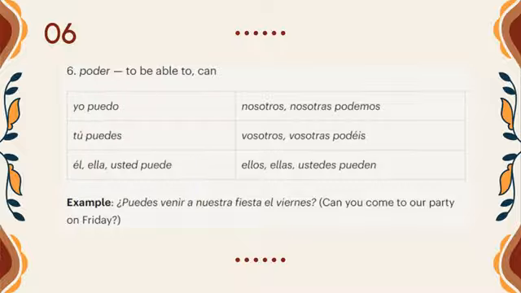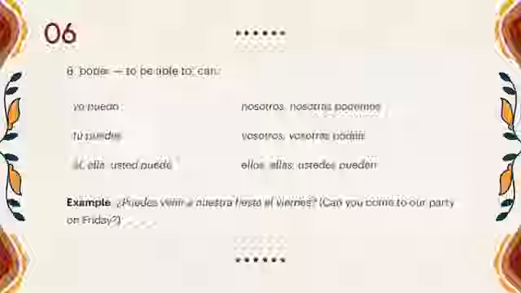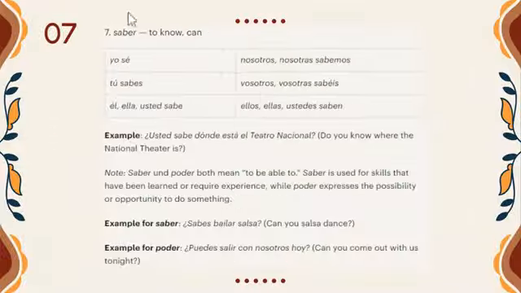So it's literally like to be able to do something, right? Or can, right? "¿Puedes venir a nuestra fiesta el viernes?" Can you come to our party on Friday? Are you able to come to our party on Friday? The next one is saber. You probably had a whole lesson on this in Spanish too. Once again, it's irregular. Gotta love it.